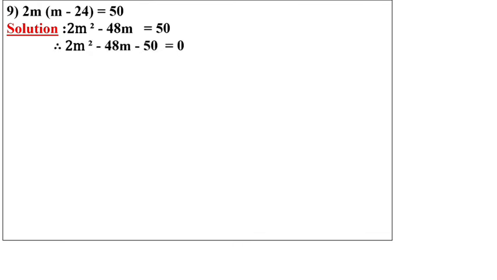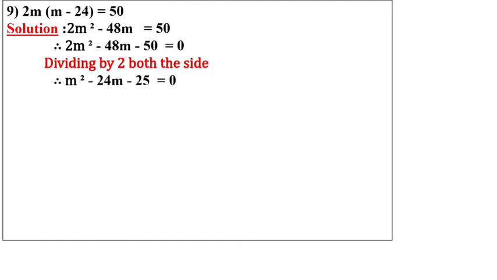The 9th one, I hope you will understand how to solve this bracket. 2m multiplied by m we get 2m square, minus 2m multiplied by 24 we get 48m, equal to 50. Now 50 will come to the left side and become minus 50. The first term coefficient is 2 and the third term coefficient is minus 50. 52 is 100. So 100 we have to split, we want minus 48. Or we can do it directly by dividing both sides by 2. We get m square minus 24m minus 25 equal to 0.